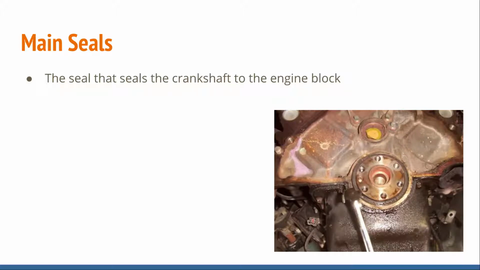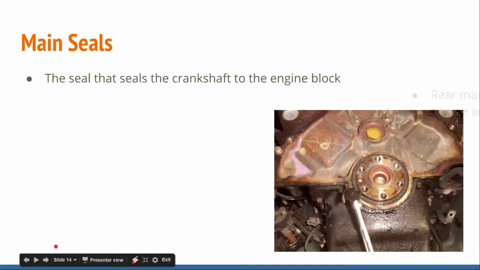So now we're talking about main seals. Main seals, you're typically going to refer to them as rear main seals, front main seals, but the main seals, the seal that seals the crankshaft to the engine block. You can see in the picture there that big round seal right here.